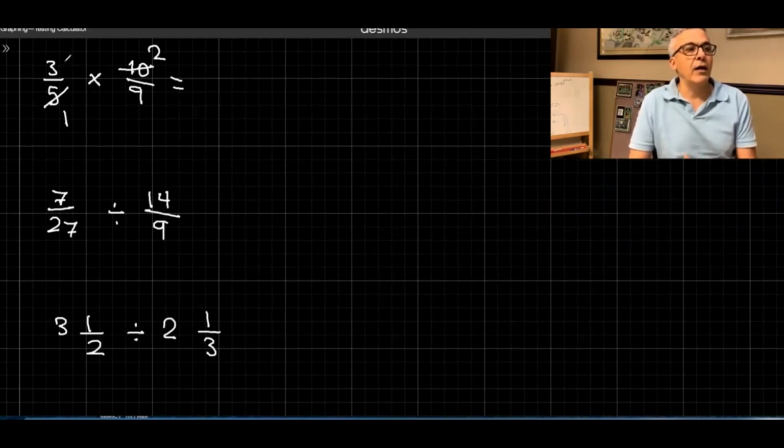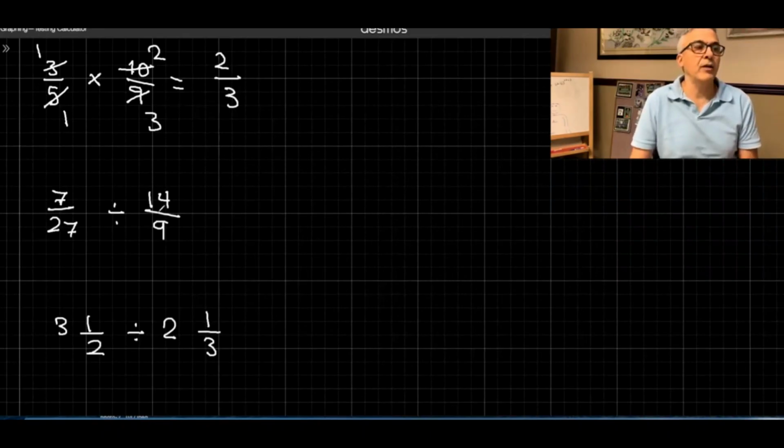Now how about here? I could see that 3 goes into itself once, and 3 goes into 9 3 times. And now we cannot reduce any further, so we just multiply tops together. 1 times 2 we get 2. And 1 times 3, we get 3.